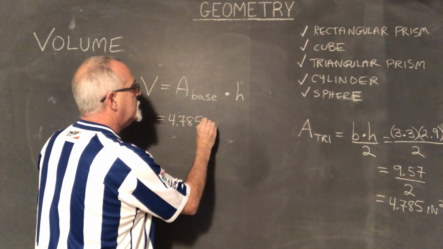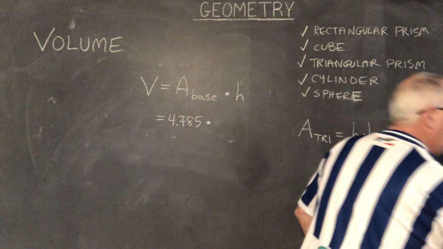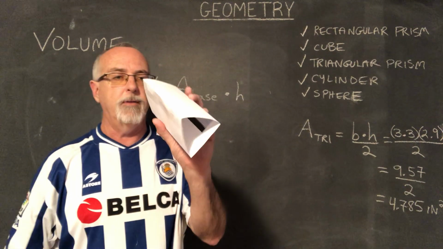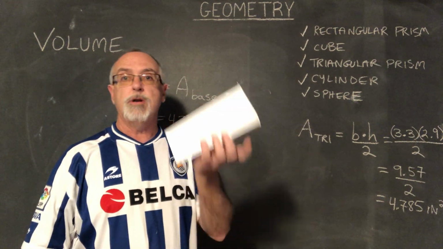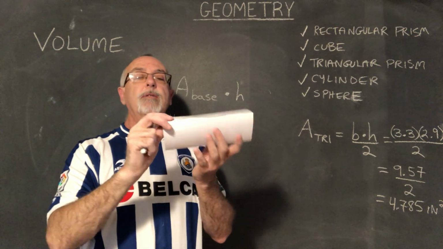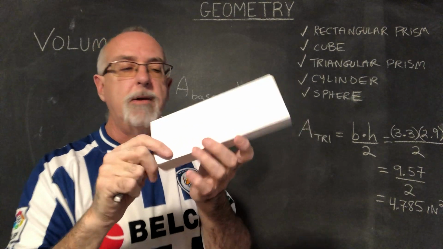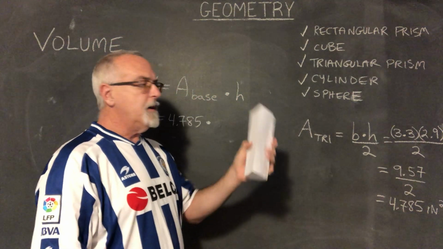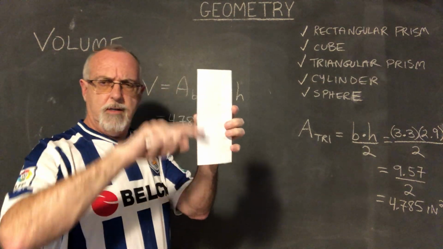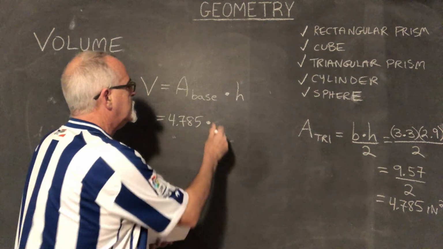4.785 times the height, that's the 8.5. I will remind you, I even said it earlier, since I made this by folding together a regular 8.5 by 11 inch sheet of paper, the 11 inch got messed up because I overlapped it a bit where I taped it, but the 8.5 was left very intact. So the height of this triangular prism is the length of the triangular tube, if you will. That's the 8.5.